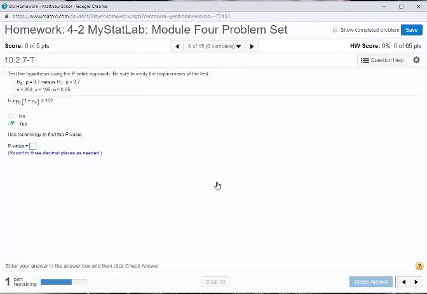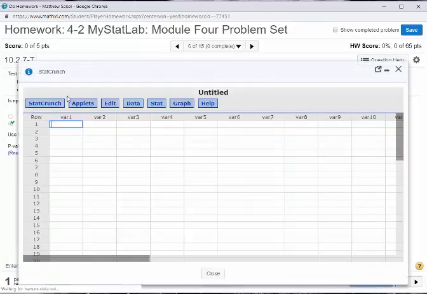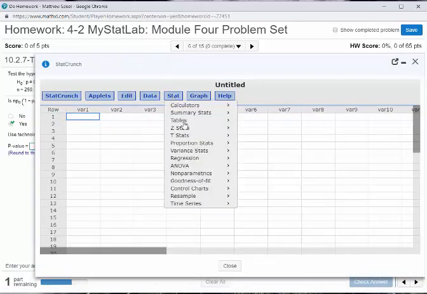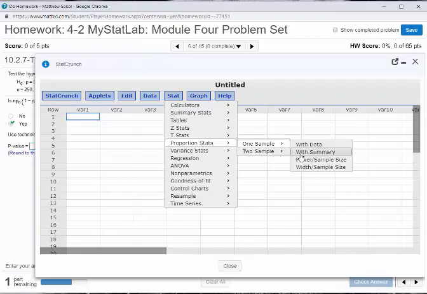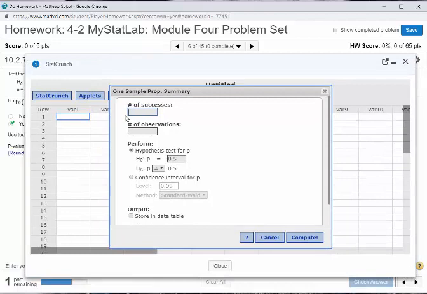Now it says use technology to find the p-value, and round to 3 decimal places. What you'll want to use here is to go to question help and use StatCrunch. When you load up StatCrunch, you're going to go to Stat, and whenever you're dealing with population proportion, you go to Proportion Stats, One Sample, and we have a summary of the data. The number of successes, if you look back here, was 195. That's your X. The number of observations, your sample size, was 250.